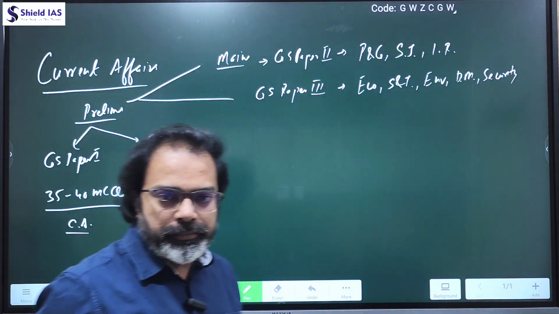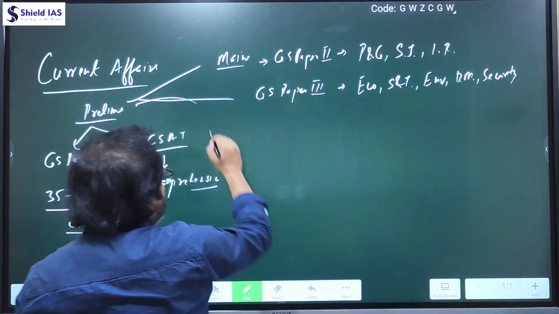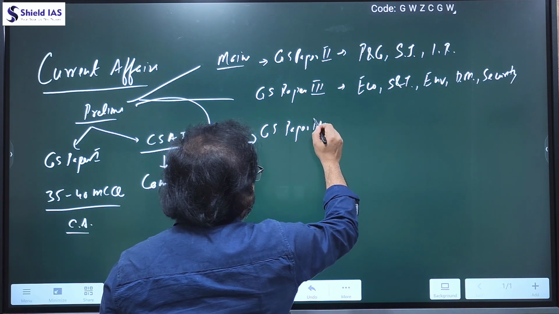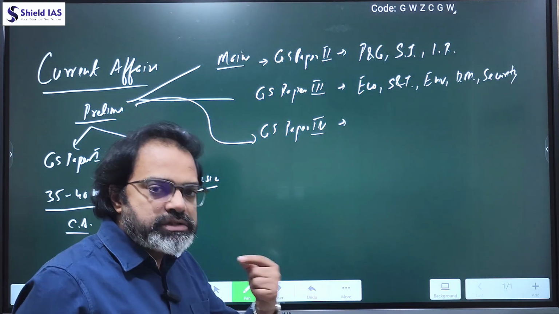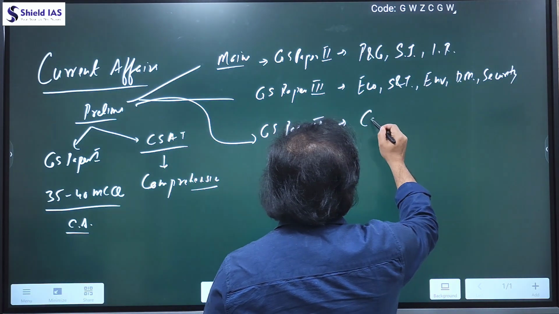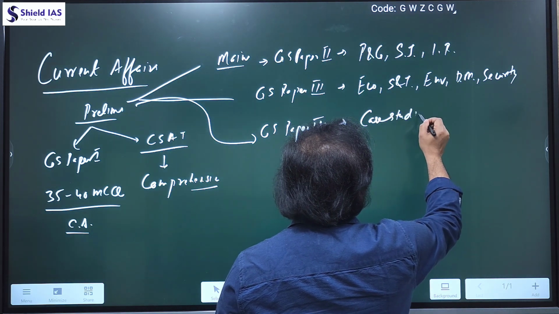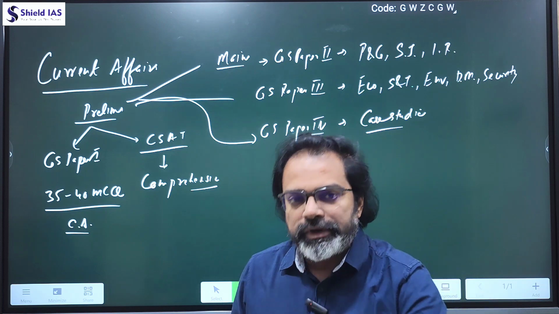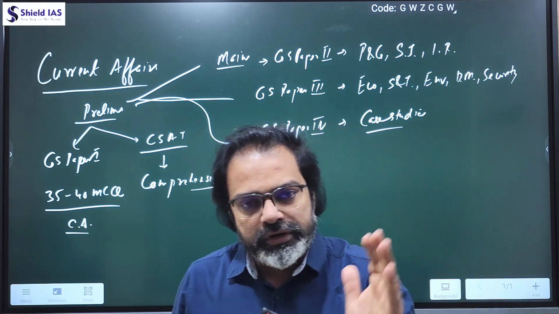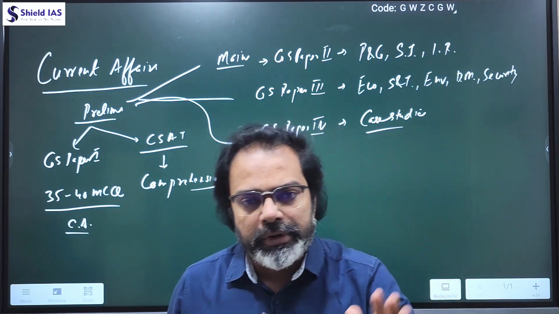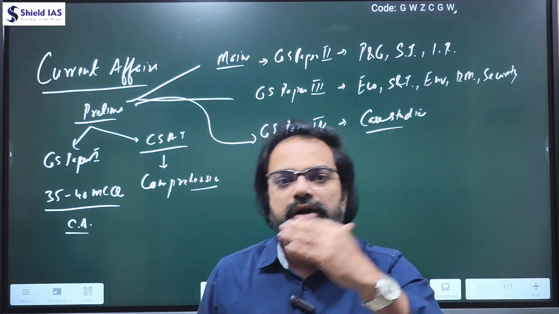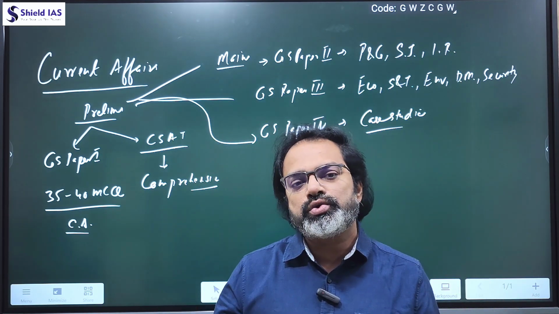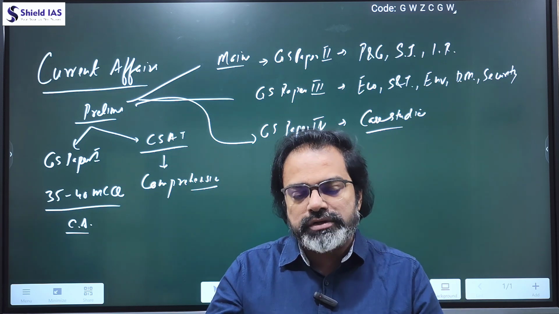Now, when we talk about GS paper 4, which in simple language is termed as the ethics paper, there are certain case studies which can be answered on the basis of a broader knowledge of current affairs, because the case studies are also deduced from the happenings in the governance part, the economy part, the environment part, the administration part, which is happening around us, which we can definitely get access to while reading current affairs regularly.